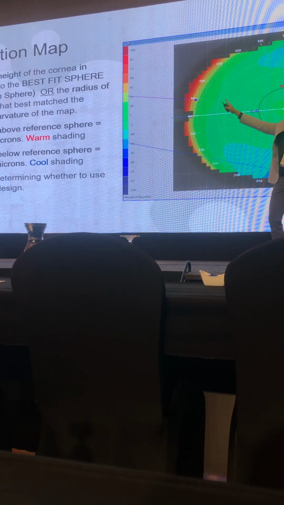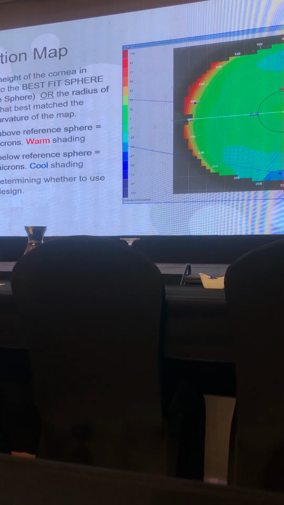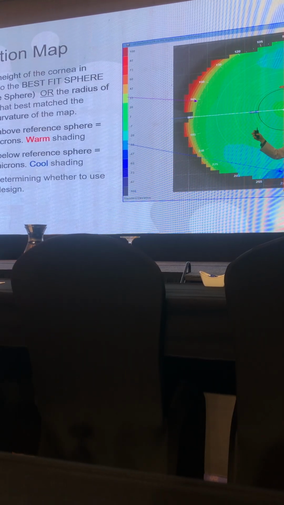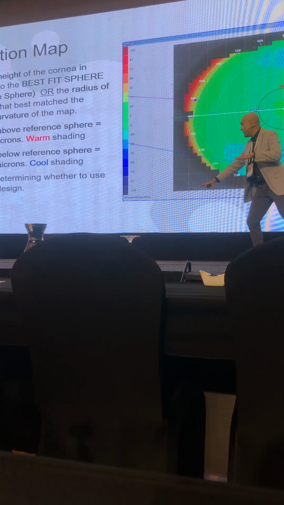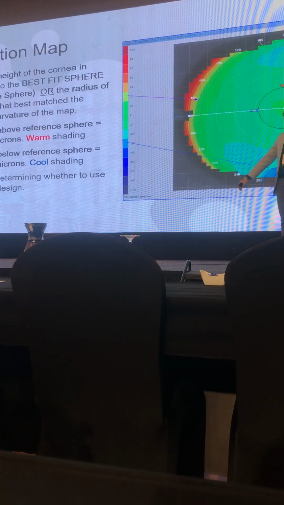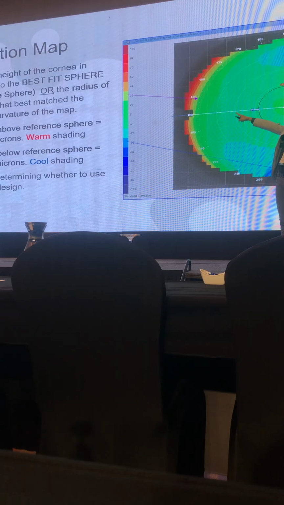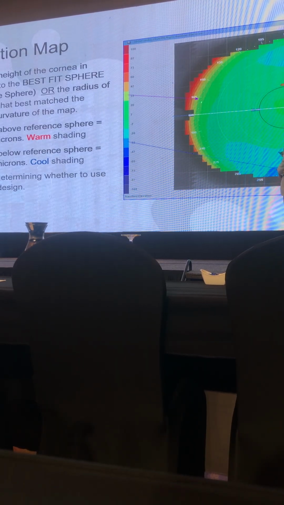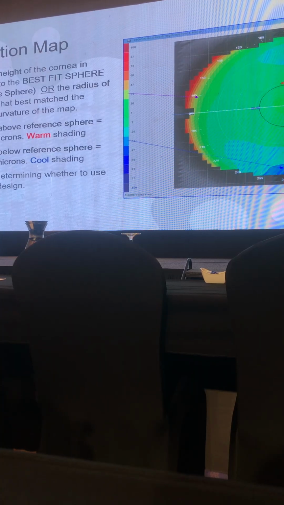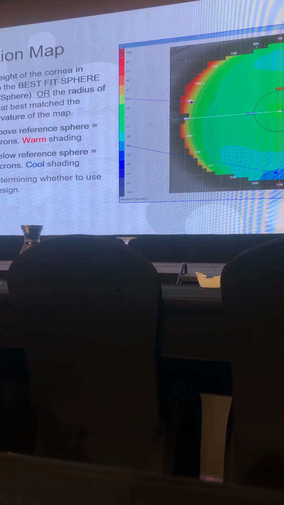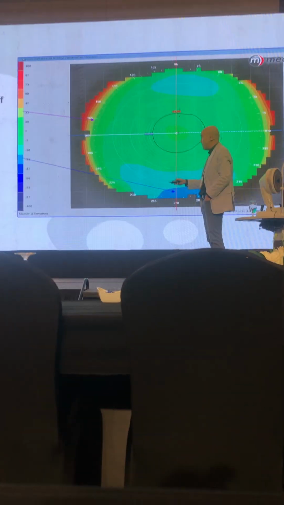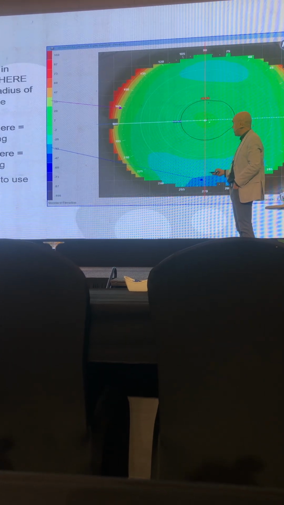Here, if you look at the elevation map, the blue area here represents the area lower than the reference point, whereas the warm area represents the area above the reference point. There's a reference point here.